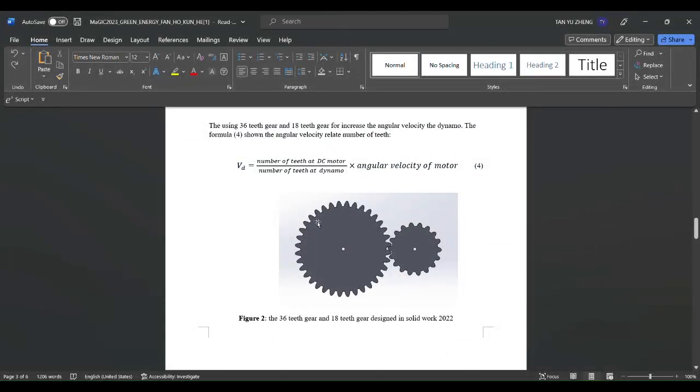So this is the gear that we designed in the internal part of the portable fan. One consists of 36T and one consists of 18T, for increasing the angular velocity of the dynamo. And this is the formula that shows how the angular velocity relates to the number of teeth.